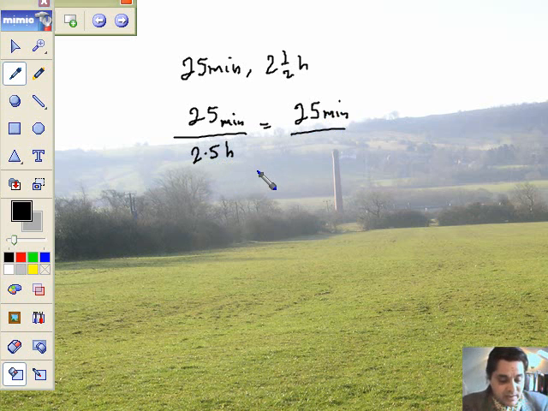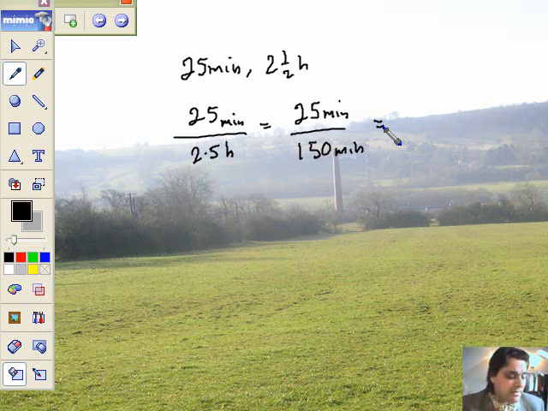I'm allowed to use my calculator. So it's 2.5 hours times 60 minutes. So 2.5 hours is 150 minutes. So I'm expressing that as minutes. Now I'm allowed to use my calculator to simplify. I don't need to do that because I know that 25 goes into 150. How many times? 6 times.